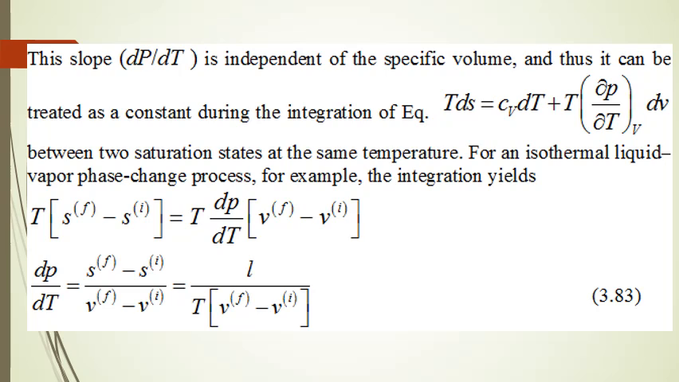Now for an isothermal liquid vapor phase change process, for example, the integration yields T into (s^f minus s^i) is equal to T into dP upon dT into (v^f minus v^i). So dP upon dT, which is equal to (s^f minus s^i) upon (v^f minus v^i), is equal to L upon T into (v^f minus v^i), shown by equation 3.8.